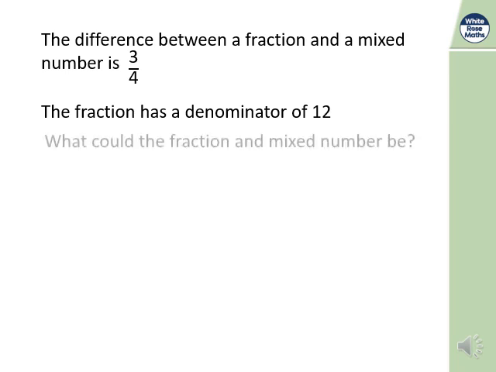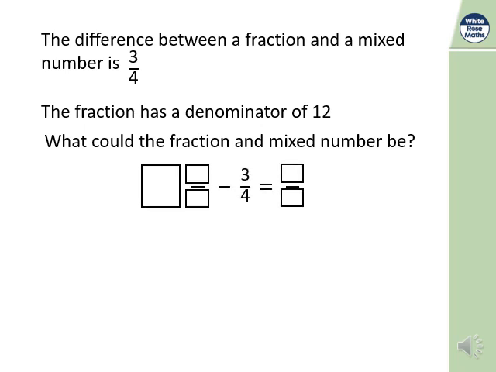Let's have a look at this problem. The difference between a fraction and a mixed number is 3/4. The fraction has a denominator of 12. What could the fraction and the mixed number be? So here is our calculation of what it should look like. We should have a whole number and a fraction, take away 3/4 equals another fraction here.